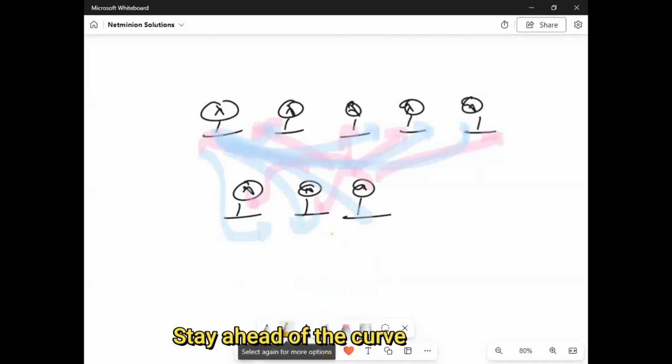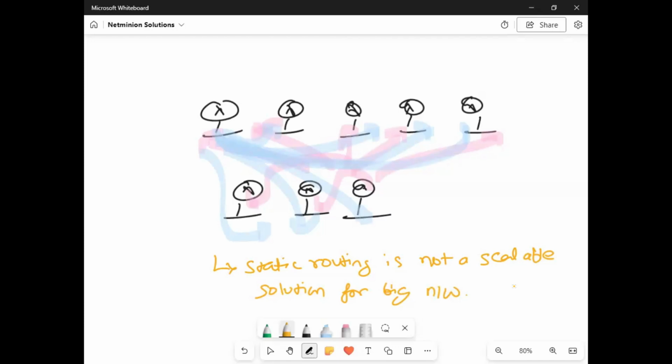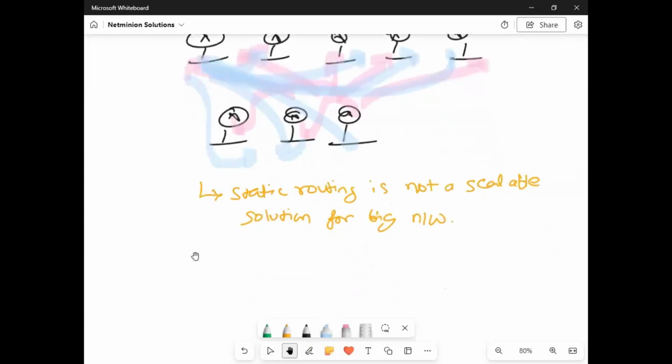You can see it's a long mesh, which means static routing is not a scalable solution for big networks. Got my point? It's not good because every time we need a manual intervention. So for the same, we will use default routing.